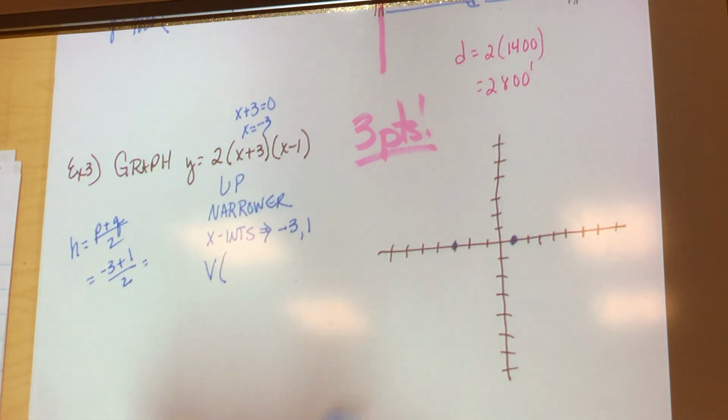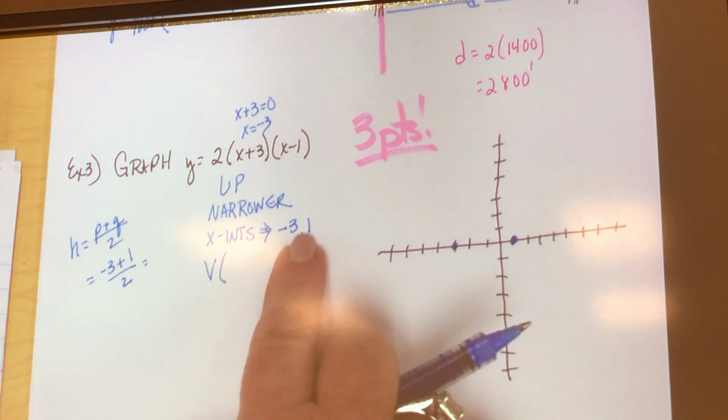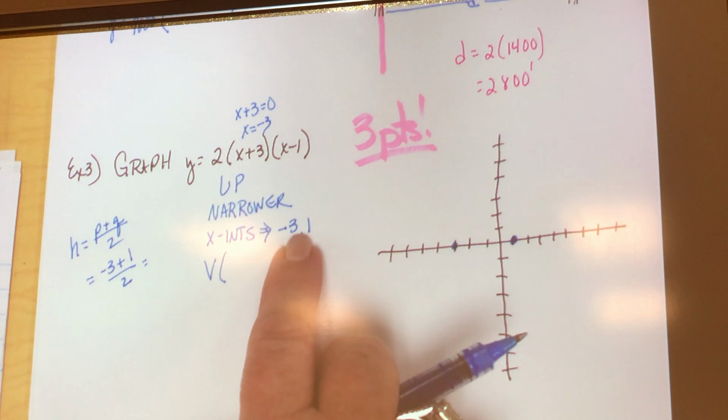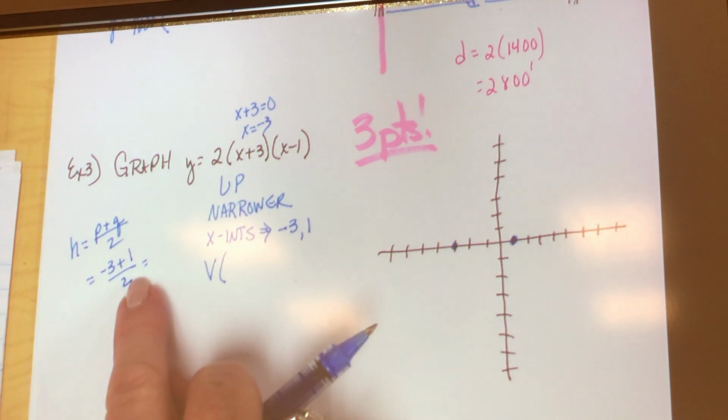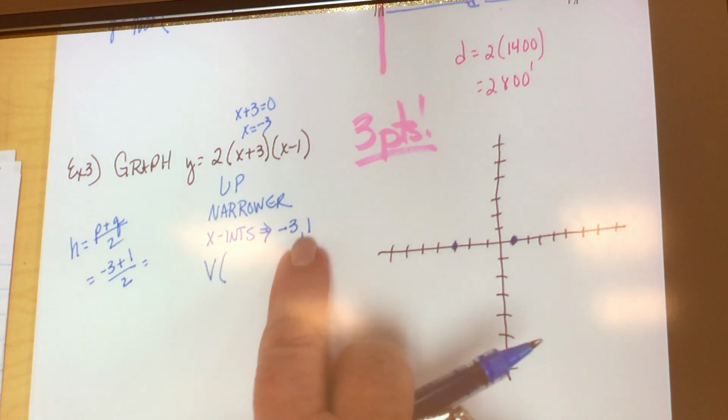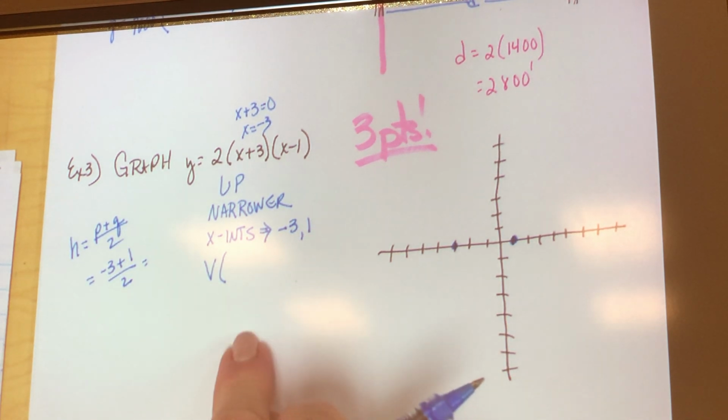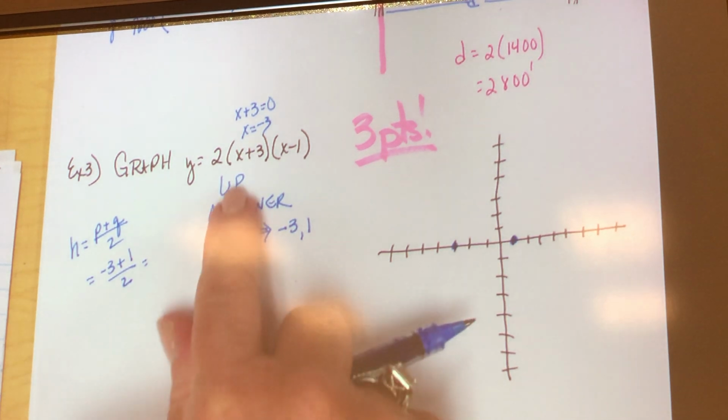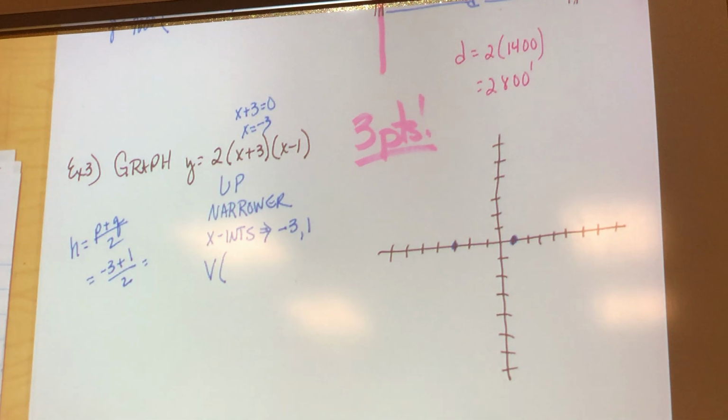Okay? So now let me ask you this question. What if you didn't change the signs right here? What's going to happen right here? You're going to get it wrong. Okay? If you miss your x-intercepts, you're going to miss your vertex. You're going to miss your axis of symmetry. You're going to be, that's right, you're going to be in a bind. You'll get up and narrower. Boom. That'll be all you get.